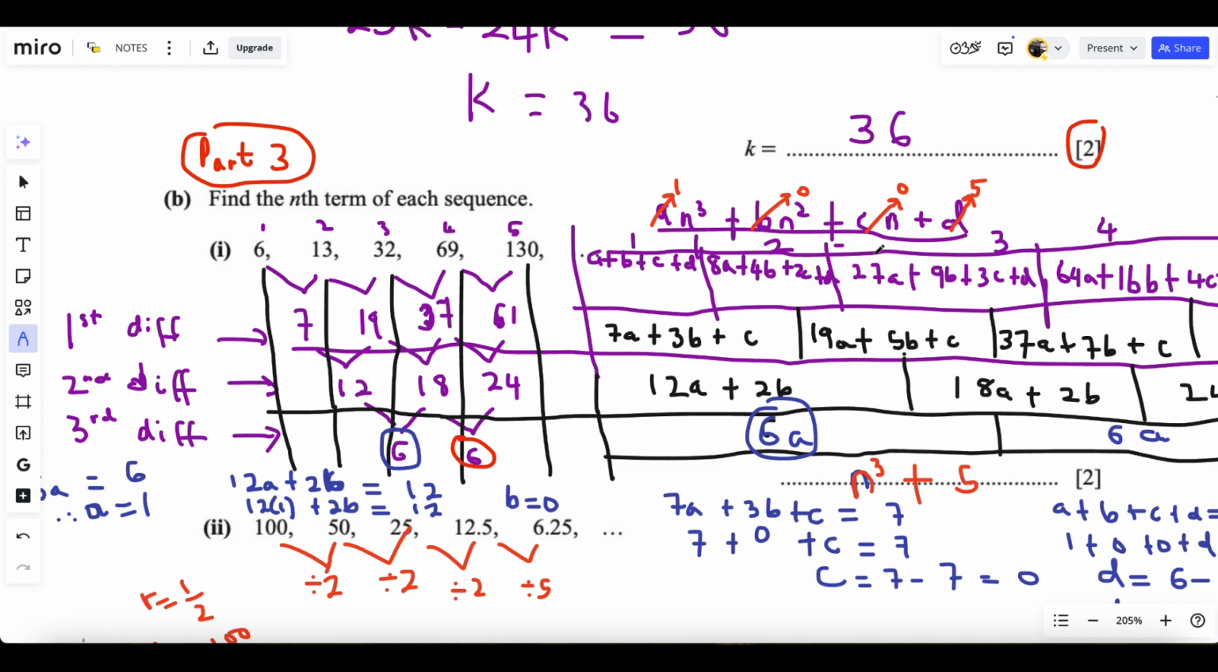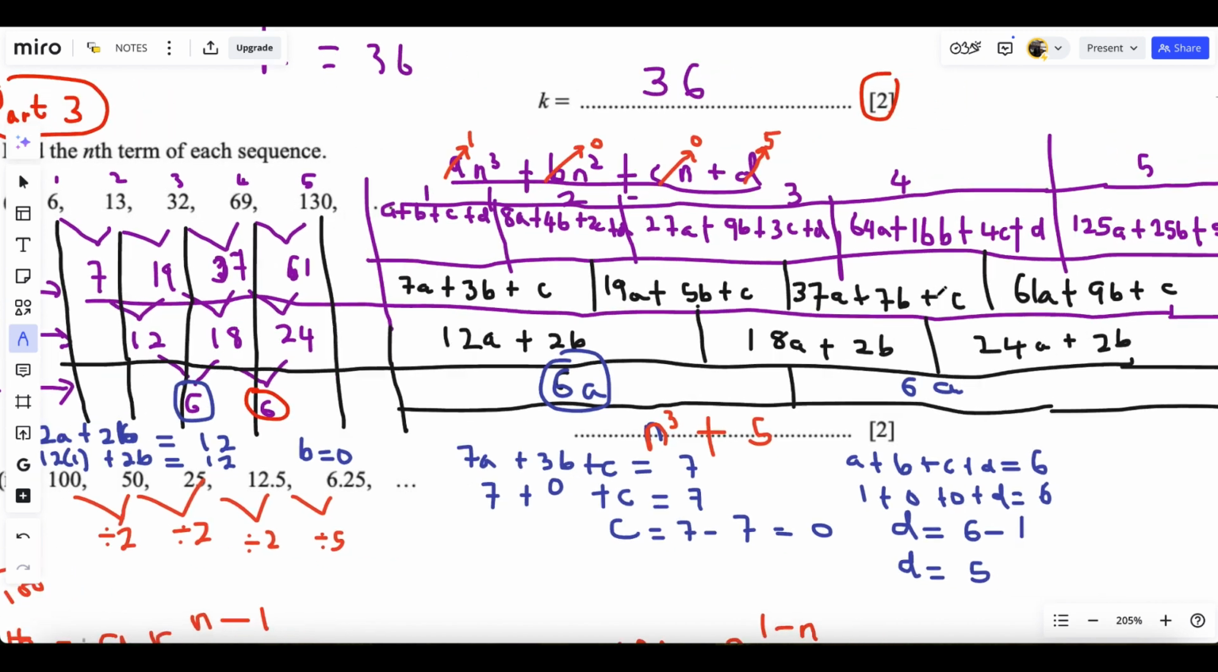Now, in the third position, n is 3. So if n is 3, 3 raised to power 3, you get 27. So that's how you got 27a in this place. And n is 3, 3 squared, you get 9. 9 times b, you get 9b. That's how we got 9b here. And then 3 times c, you get 3c here. And then you put d here. N is 4. 4 raised to power 3, you get 64. That's how we got 64a here. So we have just substituted the value of n here, and that's how we got everything here.